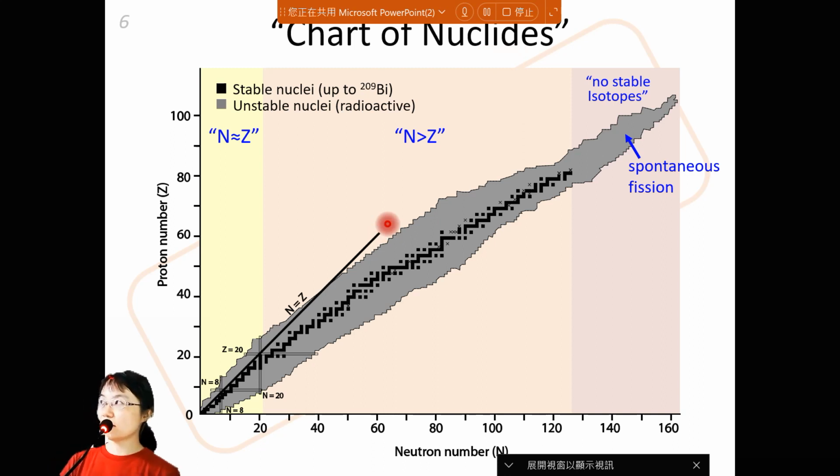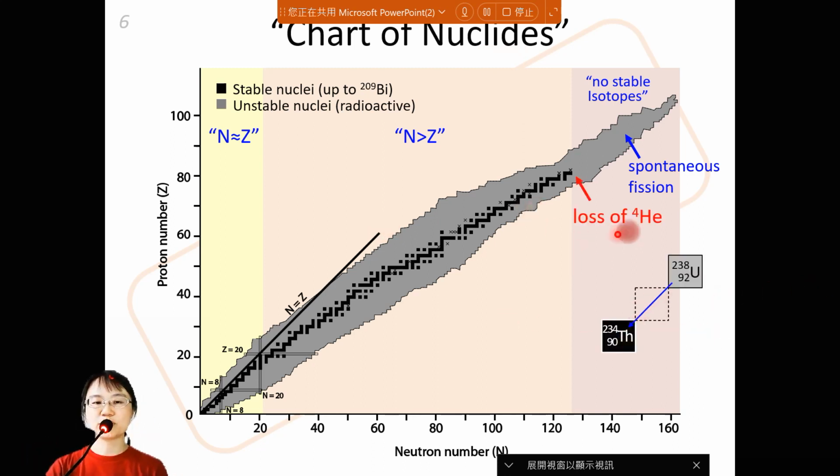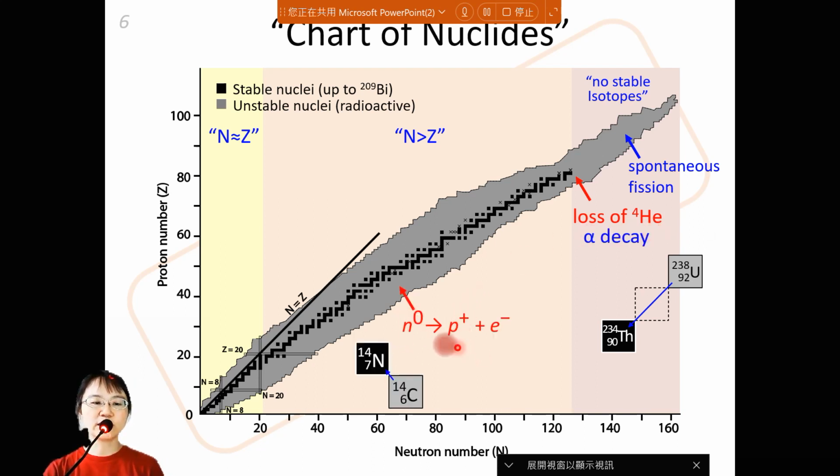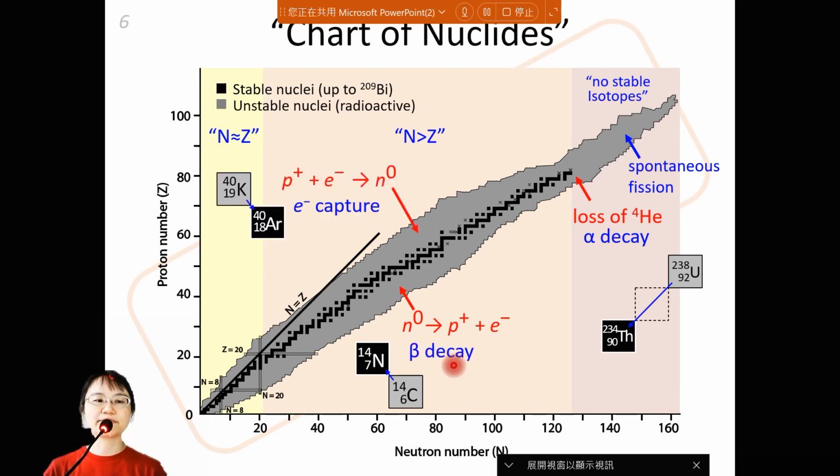You know there are at least two kinds of decay. Alpha decay, which is the loss of helium-4. Beta decay, which is a neutron decomposed to proton and electron. And there is also the inverse of beta decay, which is electron capture. Each of these, there is an associated dating technique.